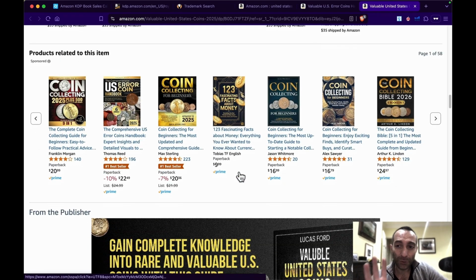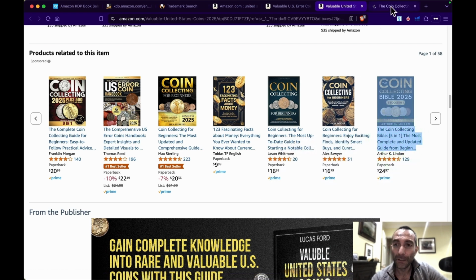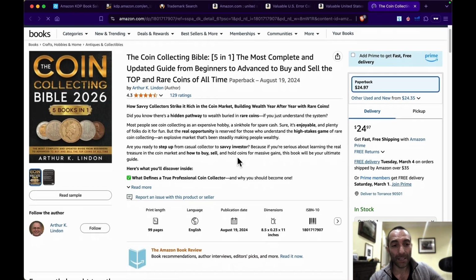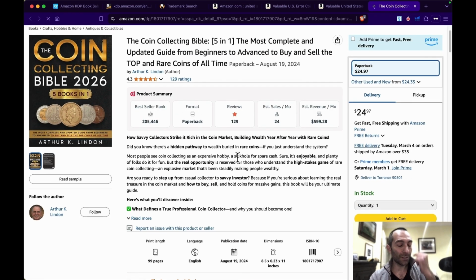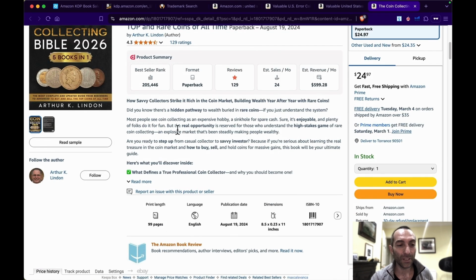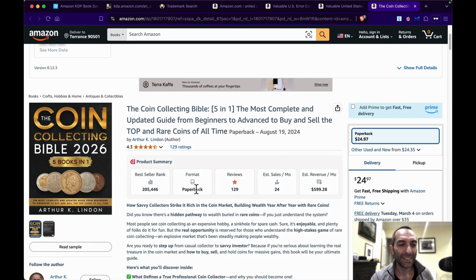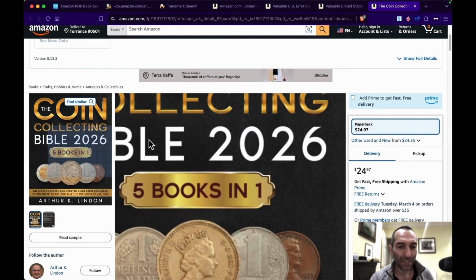So just out of curiosity, just like this, oh, look at this. The Coin Collecting Bible 5-in-1. Now I'm curious to have a look at this one. So how much is it making? Bible 2026. I mean, we just started 2025, and this guy just put 2026. Also, 5 books in one. This is a typical self-publisher, isn't it? You can tell by the books itself.